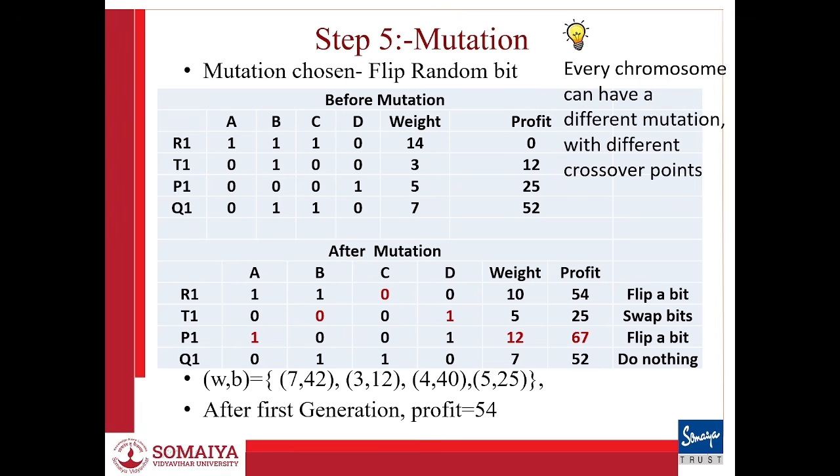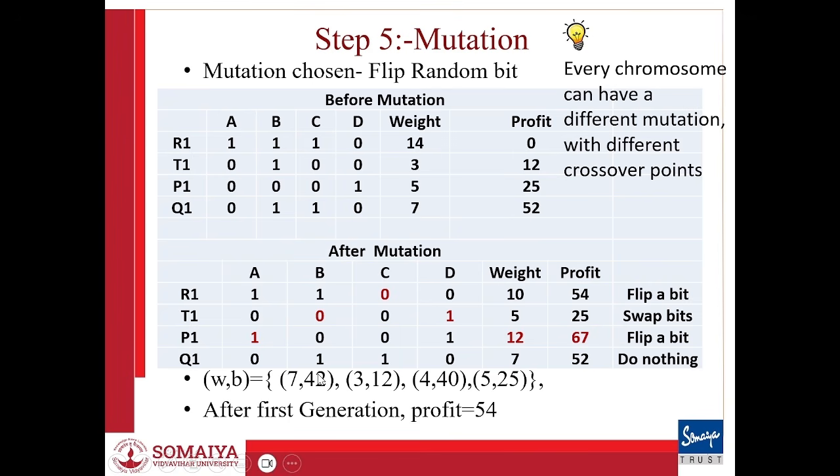So here in R1, we are flipping a bit. So bit C, originally it was 1, is flipped to 0. In T1, we are swapping bits B and D. Right now they are 0 and 1, but originally they were 1 and 0. Then again in P1, we have flipped a bit. A becomes 1 over here, while in Q1, we choose to do nothing. So after mutation, one generation of the genetic algorithm is over, and it should give us the answer after this.